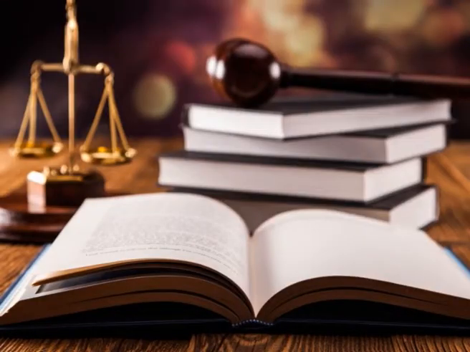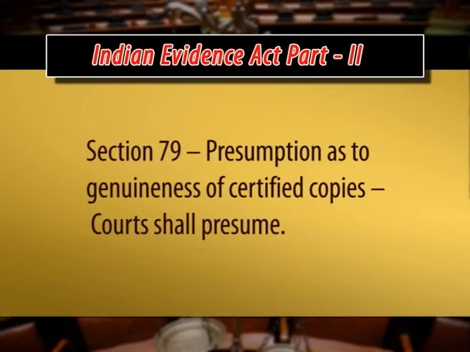Presumptions under sections 79 to 85 and section 89 are compulsory, that is, shall presume, and the judge is bound to raise the presumption in question. The presumptions under sections 86 to 88 and section 90 are in the discretion of the court, that is, may presume, in the sense that the court may or may not draw the presumptions. Section 79, presumption as to genuineness of certified copies. Courts shall presume.